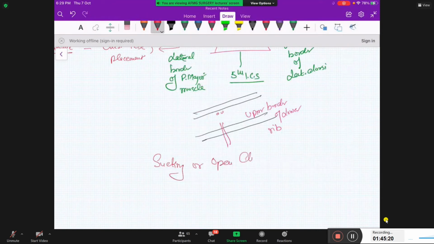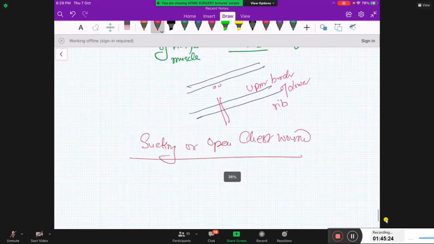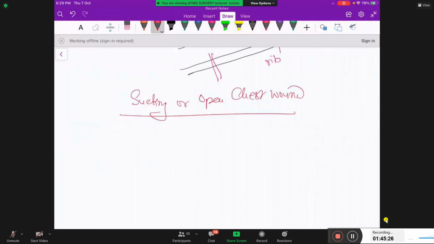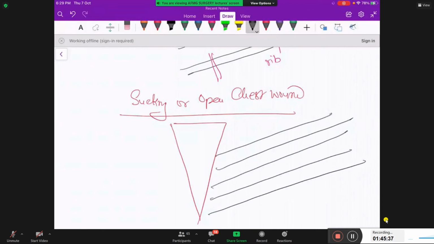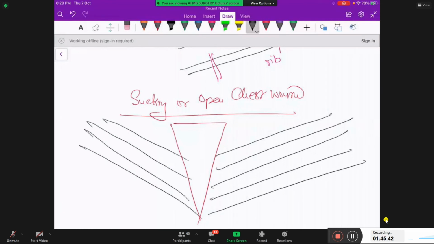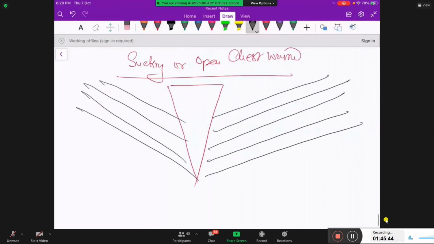a sucking or open chest wound. What is this sucking or open chest wound? If this is the thoracic cage, imagine. Imagine this is the thoracic cage, right? And what is a sucking chest wound?